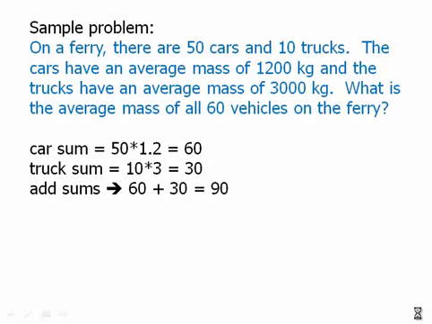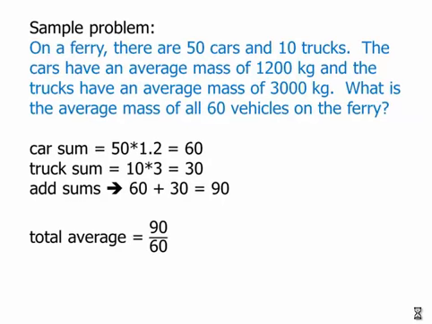Well then, 90 divided by 60 vehicles, that's 9 divided by 6, that's 3 halves, or 1.5. And now we just multiply that by 1,000, 1,500 kilograms. That has to be the average mass of all 60 vehicles on the ferry. Using sums is one way to approach weighted average problems. It's one good trick to have up your sleeve.